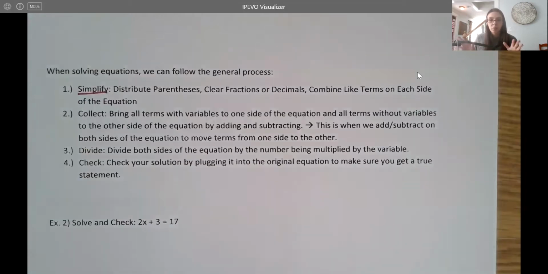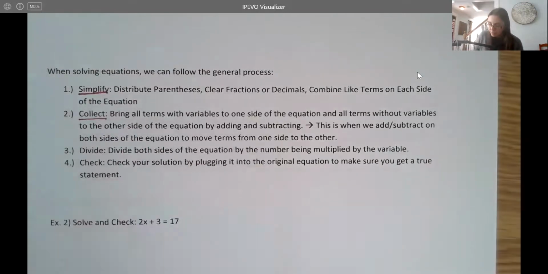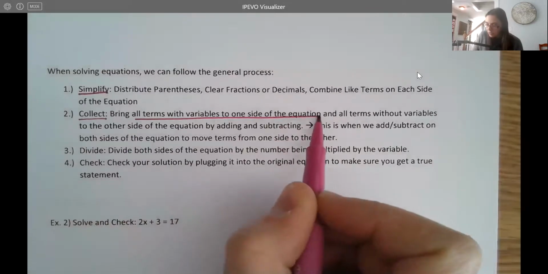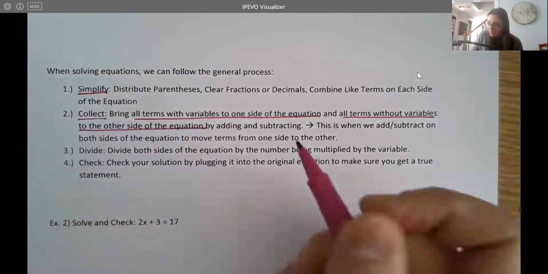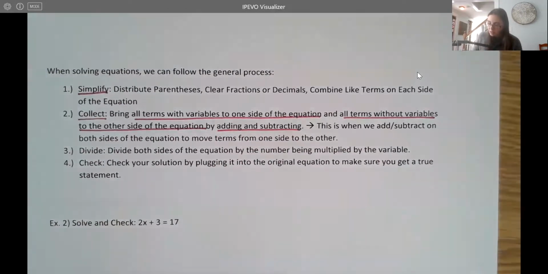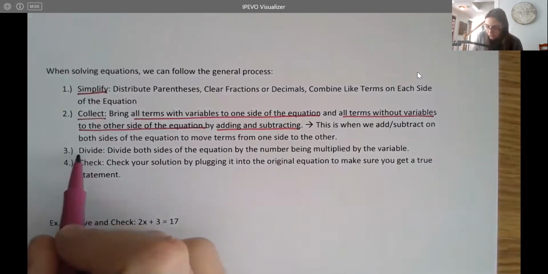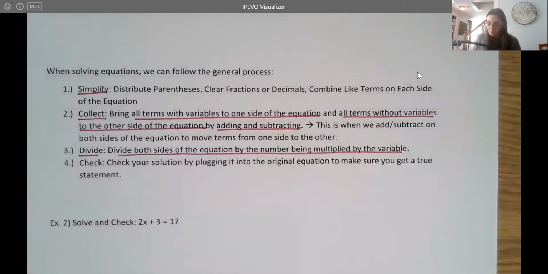Once you've cleaned it up as much as you possibly can, then we're going to start collecting like terms. So we're going to bring all terms with variables to one side of the equation and all terms without variables to the other side of the equation. And we do this by adding and subtracting, to both sides of the equation. After that, you're going to divide. So you divide both sides by whatever's being multiplied with the variable. And then finally, you can always check by plugging your answer back into the original problem.